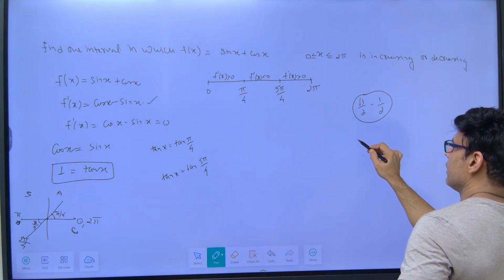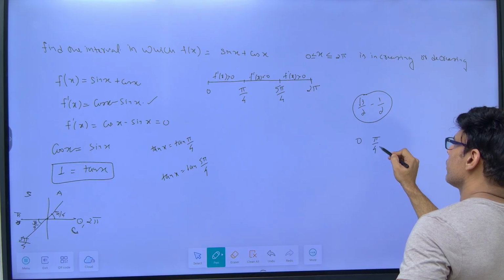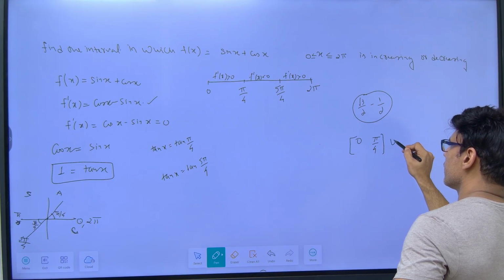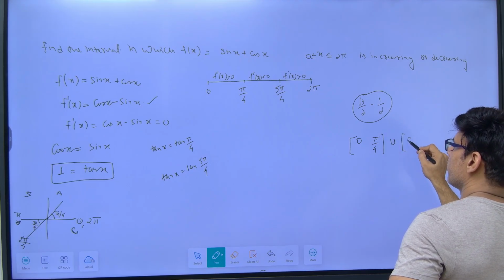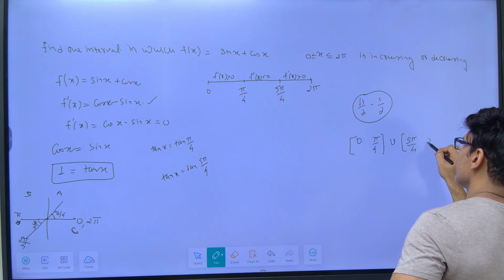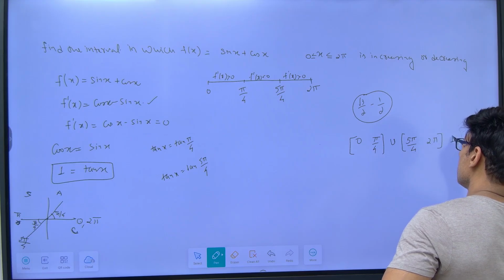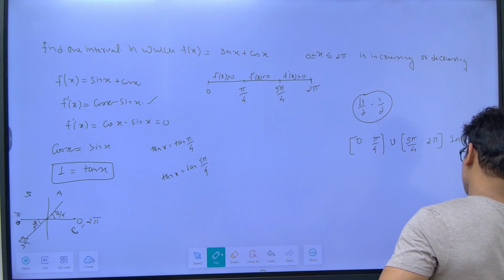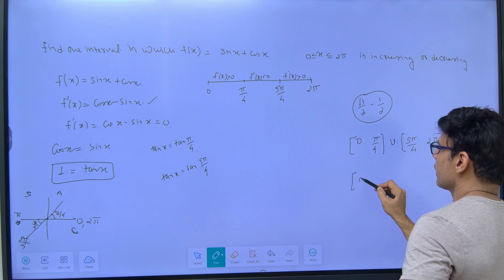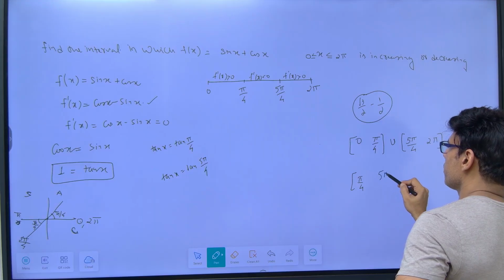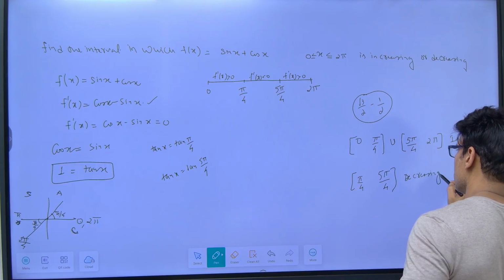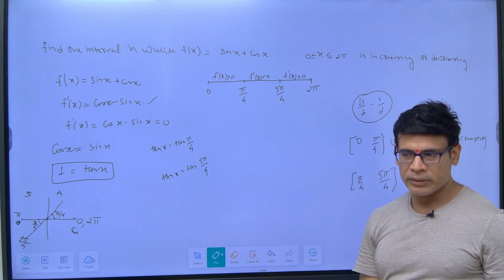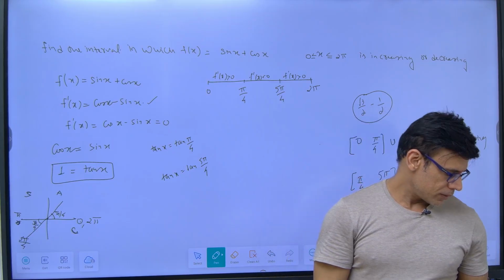What is the interval in which it is increasing? 0 to pi by 4 union, union means and means or, 5 pi by 4 to 2 pi. In this it is increasing. So where it is decreasing? Pi by 4 to 5 pi by 4. This is decreasing, right? This is decreasing.